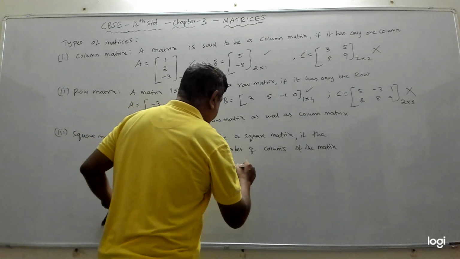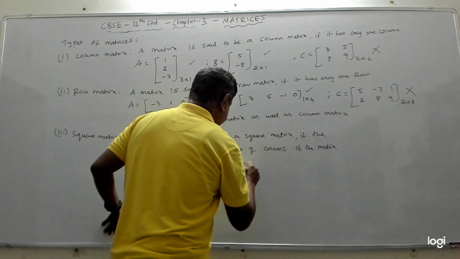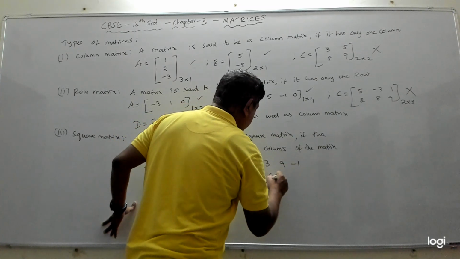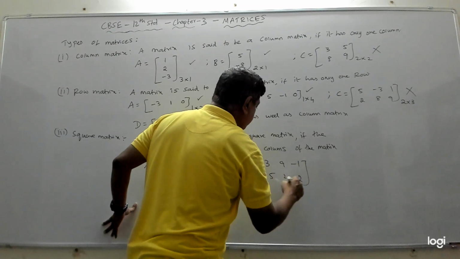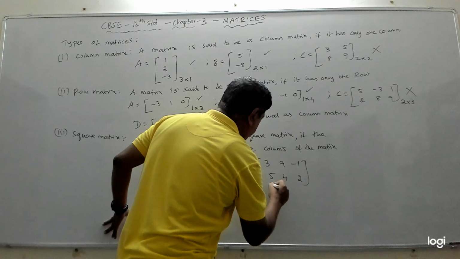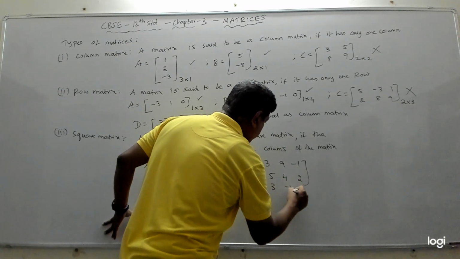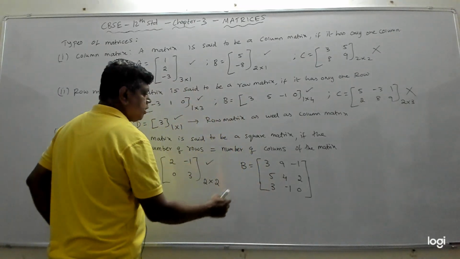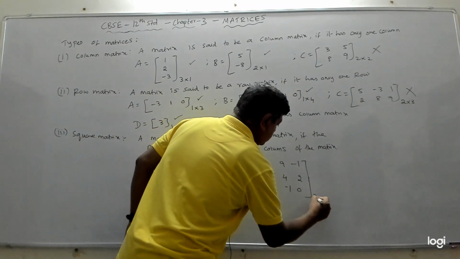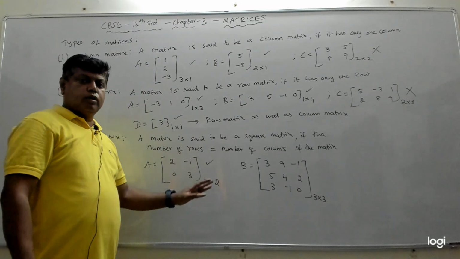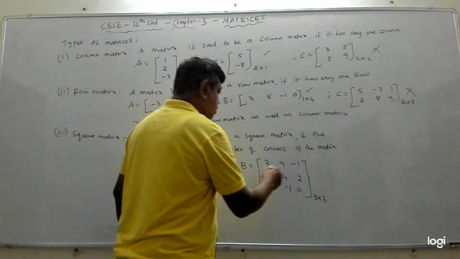Suppose I take another matrix B, 3, 9, minus 1, 5, 4, 2, 4, 3, minus 1, 0. How many rows are there? 1, 2, 3 rows and 3 columns. The order is 3 cross 3. So it has 3 rows and 3 columns. Therefore it is also a square matrix. B is also a square matrix.